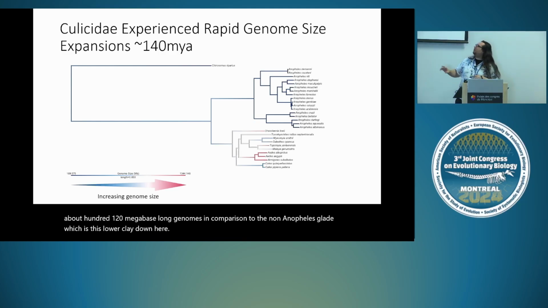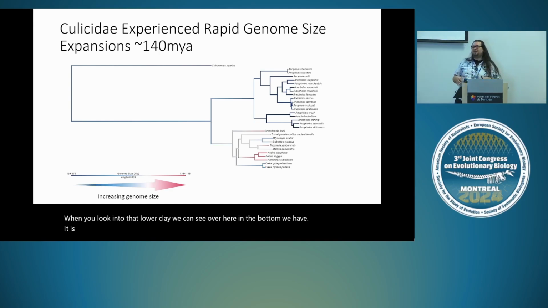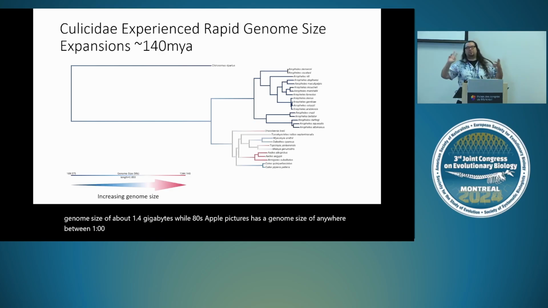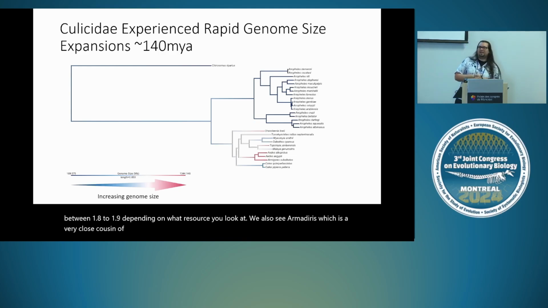When we look into that lower clade, we can see over here in the bottom, we have Aedes aegypti and Aedes albopictus, which have had massive genome size explosions. Aedes aegypti has a genome size of about 1.4 gigabases, while Aedes albopictus has a genome size of anywhere between 1.8 and 1.9, depending on what resource you look at. We also see Armigeres, which is a very close cousin of the Aedes clade, has a very similar huge genome size. So we see this massive radiation.